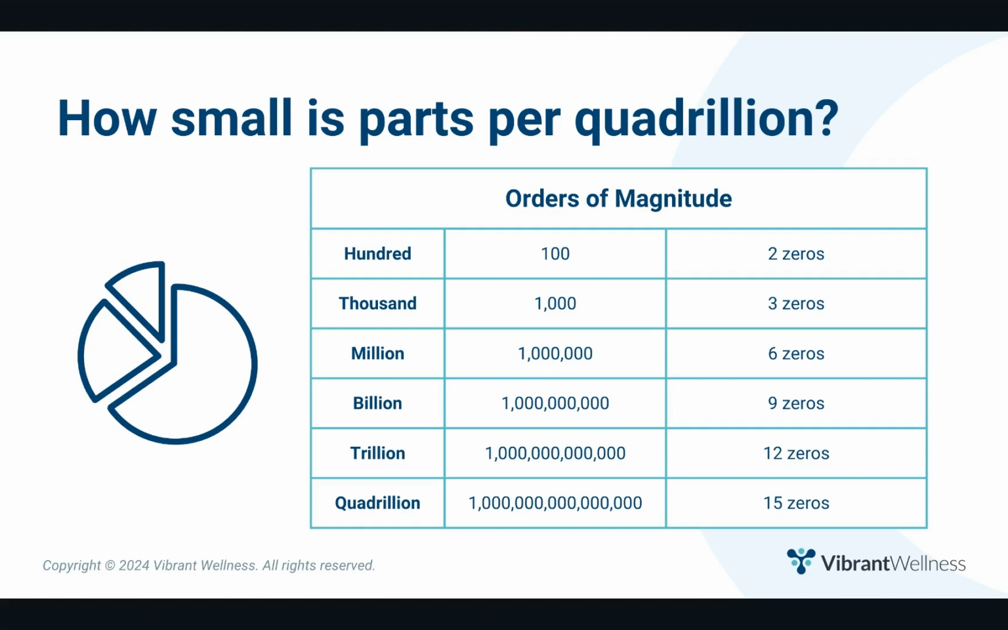So how small is parts per quadrillion? Well, if you had a pie and cut that pie into a quadrillion pieces, that's a 1 with 15 zeros after it, the Nexine mass spec instrument Vibrant uses can detect one tiny piece of that pie. Now, that's pretty powerful stuff.